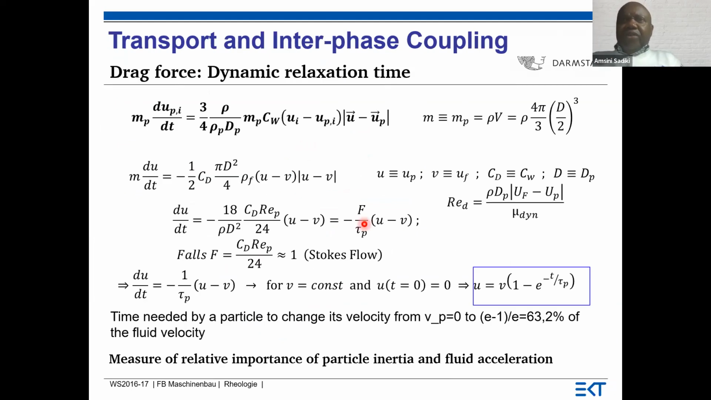So we have this F. It is this quantity, the drag coefficient multiplied by particle Reynolds number divided by 24.